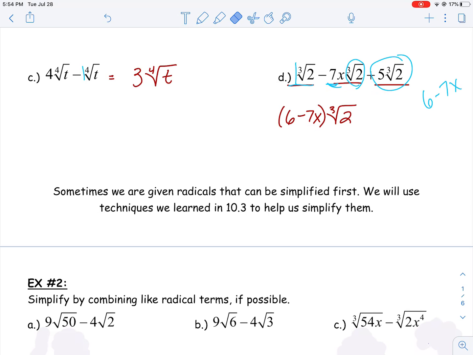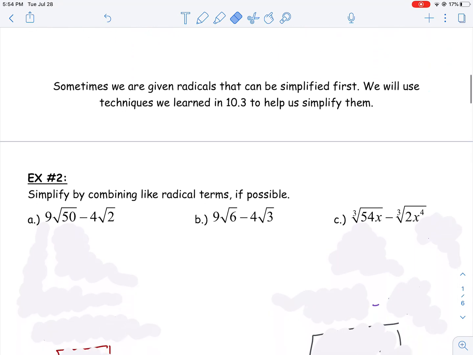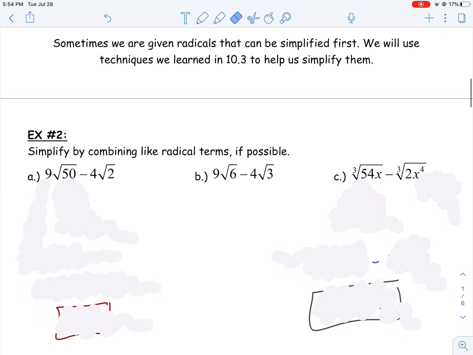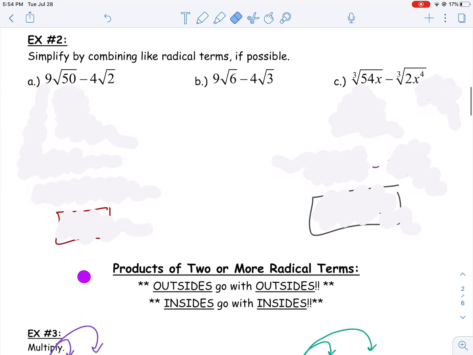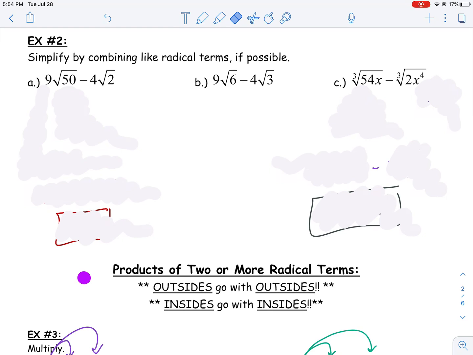All right, let's do a little bit more because sometimes we might have to simplify our radical first before we can combine like terms. So let's use some of our techniques that we've used in a previous section to help us do that. Let me show you a few examples. Look at example number 2 with me. It says simplify by combining like radical terms if possible.